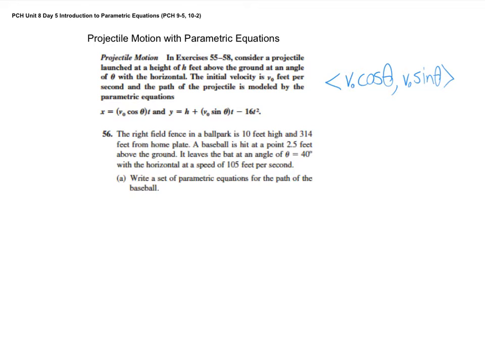all of that. Or like in this case, the right field fence in a ballpark is 10 feet high and 314 feet from home plate. So we're talking about baseball. We've got our guy standing here. Here he is. He's got his bat. He's ready to hit. And the fence out here is 10 feet tall.